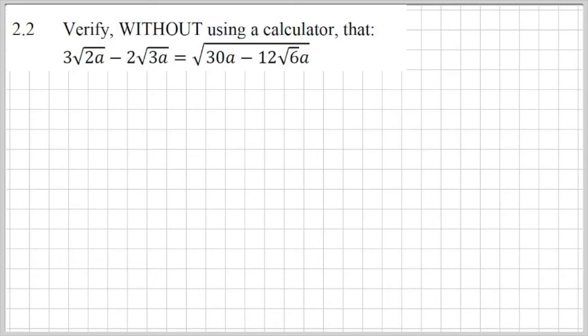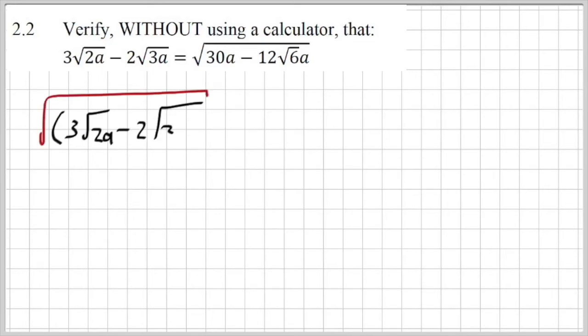If I look at this, going from left to right, one of the main things that I need to do is get a square root over the whole left-hand side. So if I want to get a square root over the whole left-hand side, I've also got to square it in the same breath of air. Why? Because the square and the square root cancel each other out. They are, in inverted commas, inverse operations of one another.